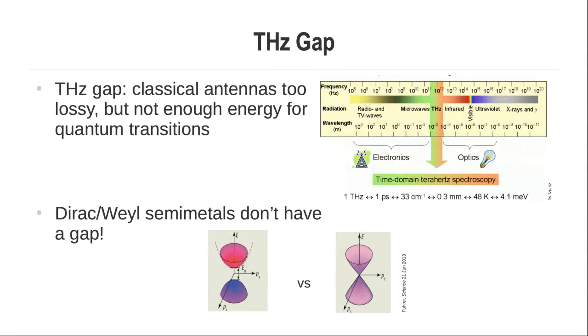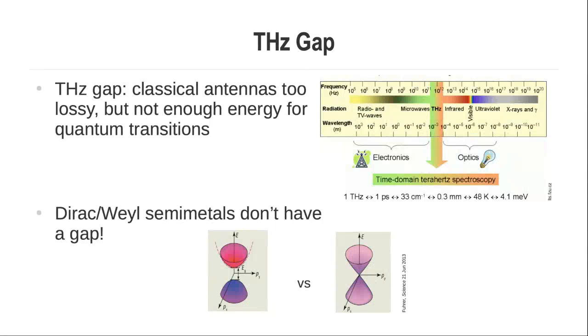In this region of the electromagnetic spectrum, it's very hard to produce it. It's very hard to detect it too. And this is called the terahertz gap. Classical antennas are too lossy, but there is not enough energy for quantum transitions. This terahertz gap is very important in quantum computation because there are phenomena in quantum computation which work very well on one side of this gap and other things which work very well on the other side. So we want to be able to go from one side of this to the other.